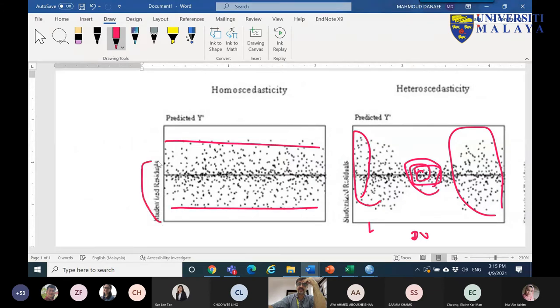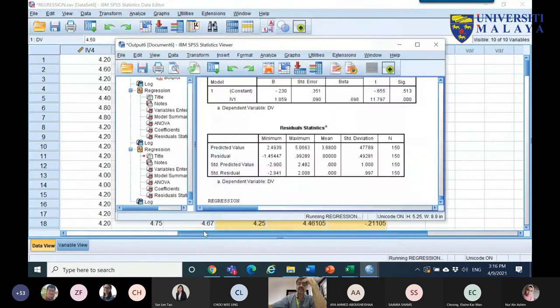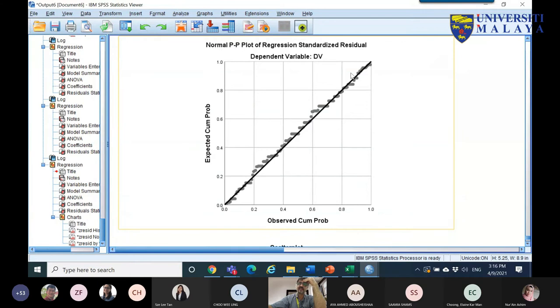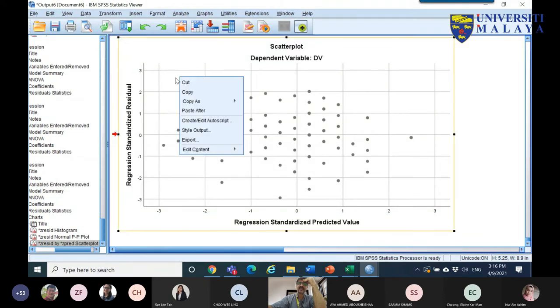The distribution of the residual is independent from the level of your outcomes, or dependent variable. So how can we check that? Very simple. We cross the prediction with residual, continue, and then okay. Now look at here. The error terms are very nice. This is the distribution of the residual, and this is the QQ plot or PP plot. Same. And this is the homoscedasticity, as can be seen here.